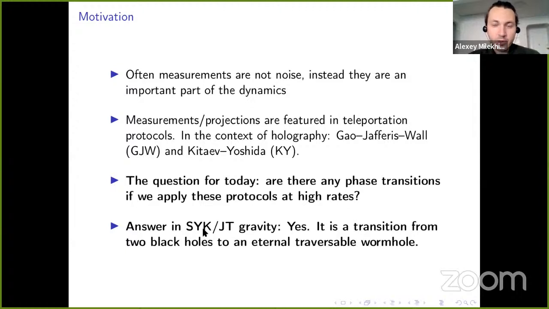And as some of you know, SYK is dual to two-dimensional gravity. And in two-dimensional gravity, there will be a transition from a black hole phase to an eternal traversable wormhole phase. So I will explain what these words mean. So this is our motivation to see if there are any good measurement-induced phase transitions when teleportation is actually what you want. So are there any questions?